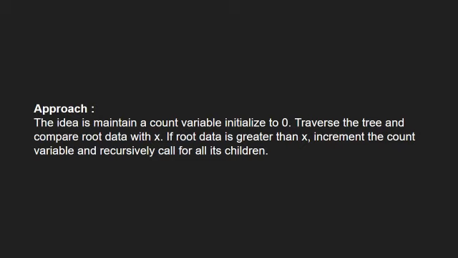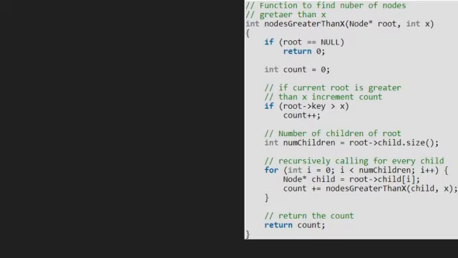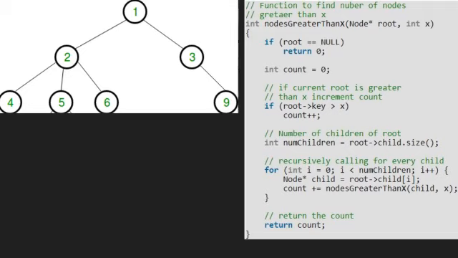Now, let us see the algorithm. Let us also have a sample tree to test our algorithm. We suppose that we have to find the number of nodes greater than 4. So, we pass 1, that is the root, and 4 to x in the nodes greater than x function.